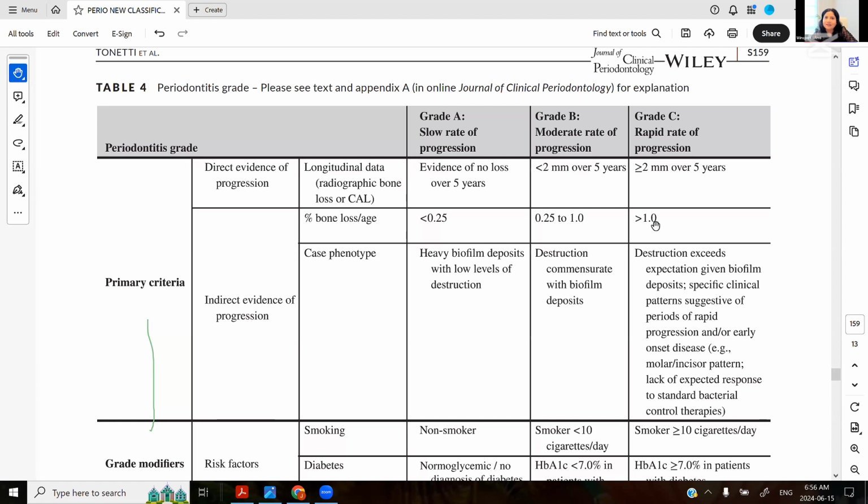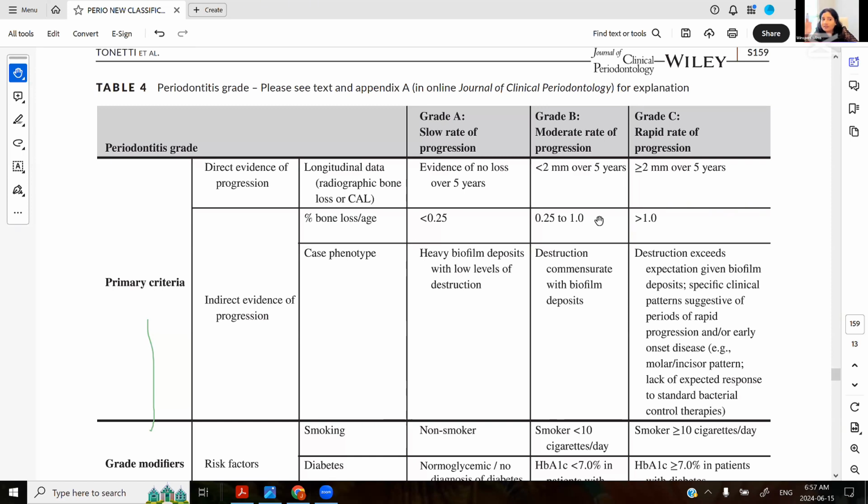Does that make sense? 25% bone loss, but only stage 1, that is 15%. In a 50-year-old patient, 15 divided by 50 is less than 0.25, right? And maybe 30% loss in a 50-year-old patient, that's around 0.5 to 0.6. So grade B. So in the lack of smoking and diabetes, you would see the percent of bone loss by age. Does that make sense?